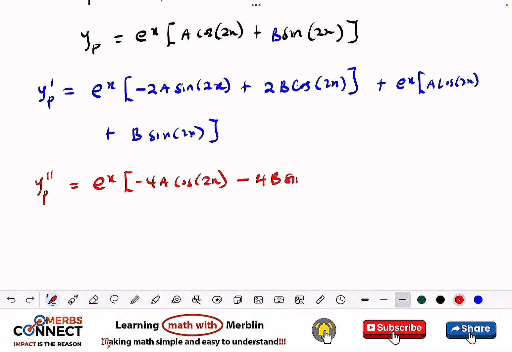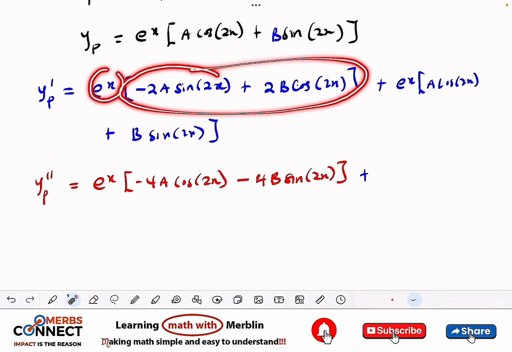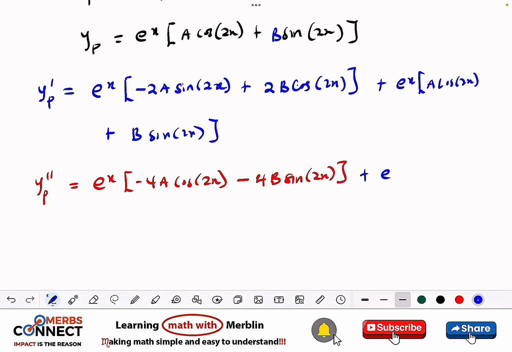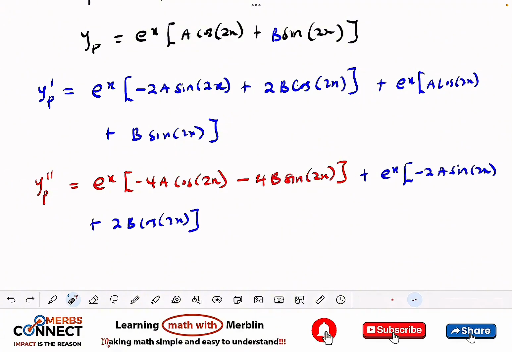4b sine 2x. So one part is done, plus now I'll maintain this and differentiate e to the power x. But when I differentiate e to the power x, I get the same thing. So I'm going to have the same thing again, 2a sine 2x plus 2b cos 2x. So I'm done differentiating the first term here.